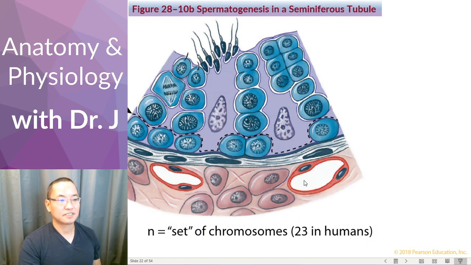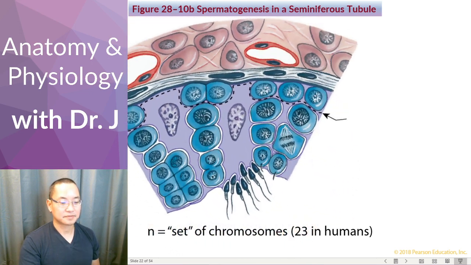Now, a lot of you might not have had genetics yet, but when I'm talking about N, N is a set of chromosomes, so it's like a complete set. Again, remember, in the typical non-sex cell, you have 46 chromosomes, and you get 23 from your mother and 23 from your father. So you actually have what we call 23 pairs.